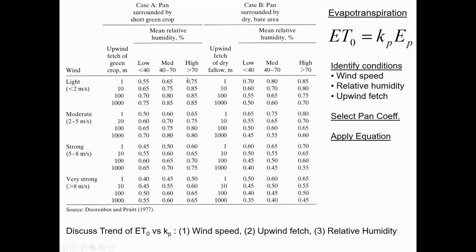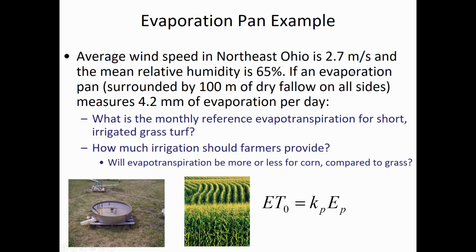So the K value would be different. Of course, the wind conditions are also reflected in here. And so let's practice that by looking at, in Northeast Ohio, an average wind speed would be 2.7 meters per second, and the mean relative humidity is 65%. Okay, so the wind velocity is 2.7 meters per second, and the relative humidity is 65%. So we'll use that and come back to the table to get the right K value.